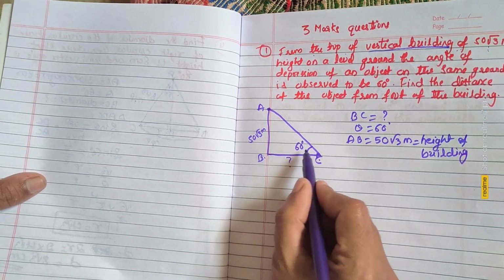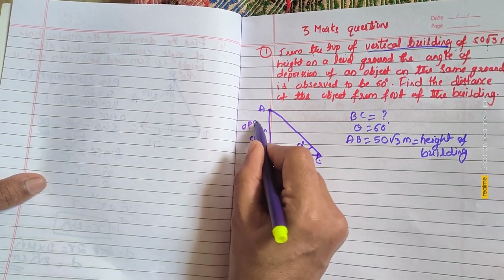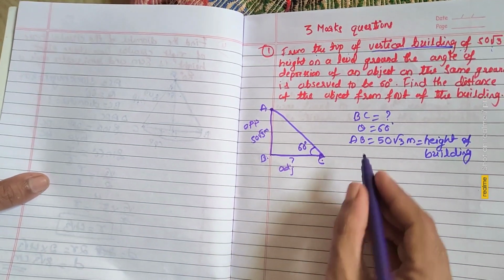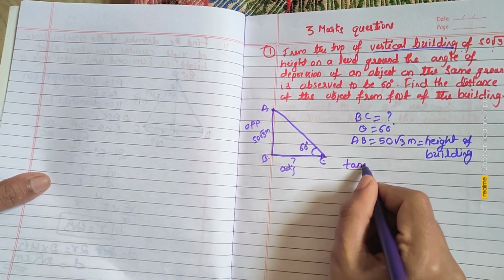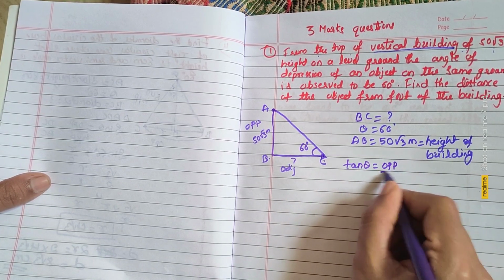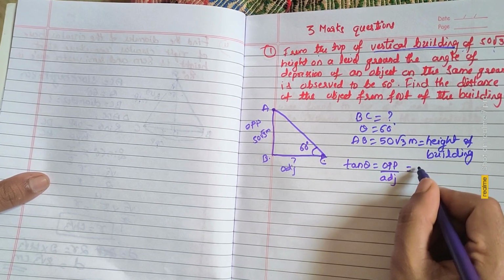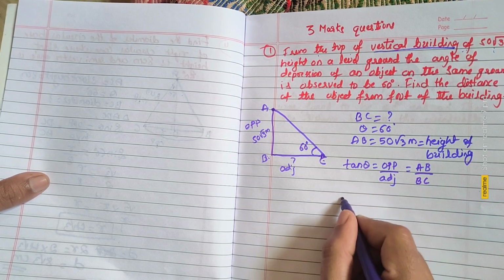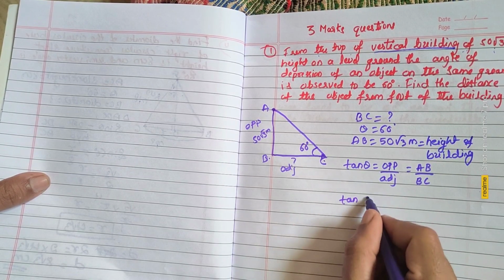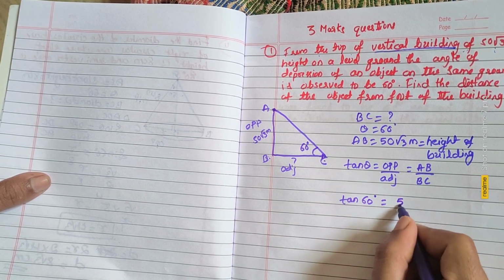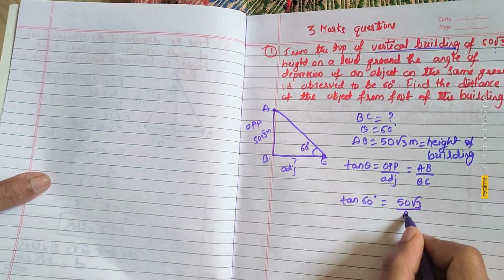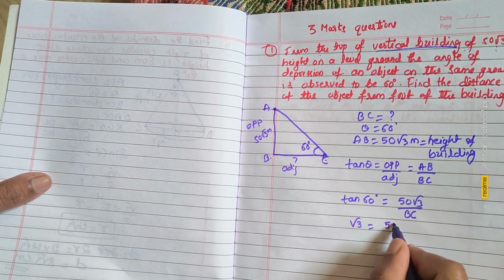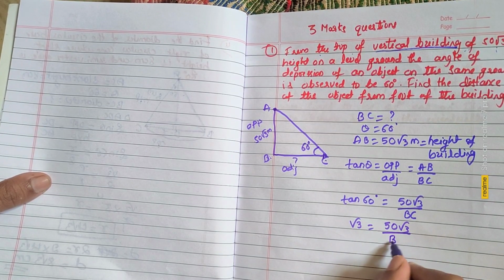Again here, 60 degrees, this is opposite. We need to find this one, that is adjacent. Opposite by adjacent means tan theta. Tan theta equals opposite by adjacent. Here opposite is AB, adjacent is BC. Theta is 60 degrees. AB is 50 root 3 divided by BC. Tan 60, we know, is root 3, equals 50 root 3 by BC.